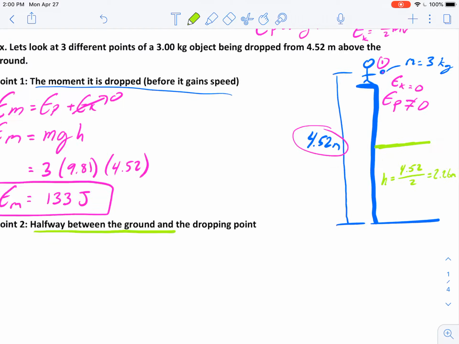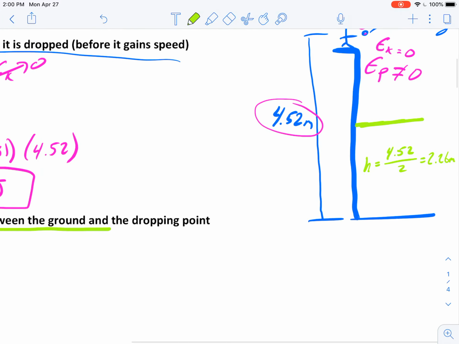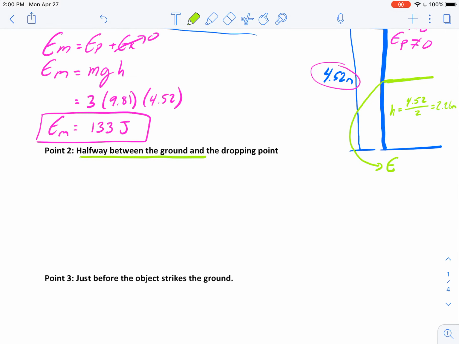Excellent. So, at this point here, do you think it's moving? It should be moving, it should be dropping. So our EK is not going to equal 0. Do we still have height to fall? Well, yeah, we're still going to fall 2.26 meters. So our EP does not equal 0.